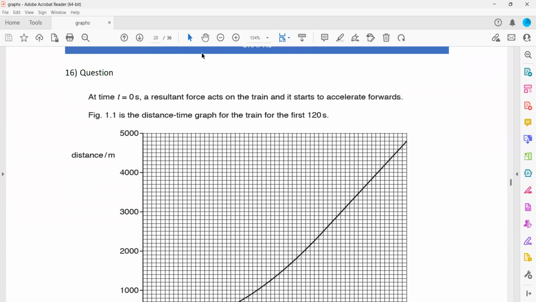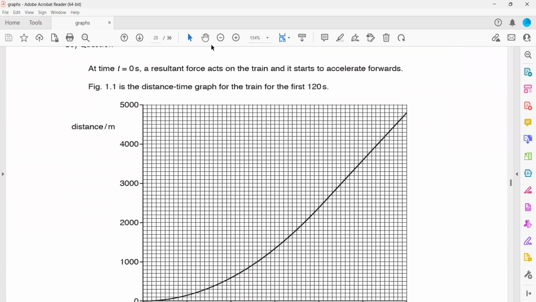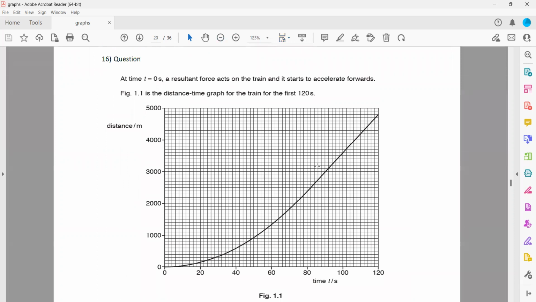Question 16. At time t equals 0, the resultant force acts on the train and it starts to accelerate. So this is a distance time graph. As the slope is increasing, it means the rate of change of distance is increasing, so the train is accelerating.